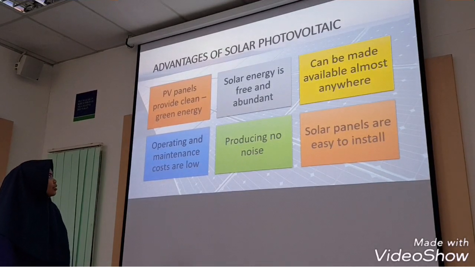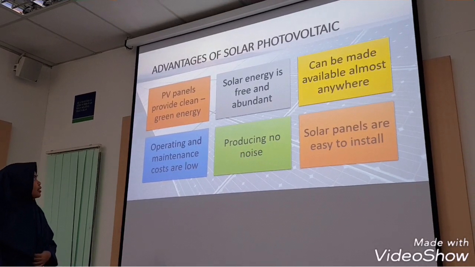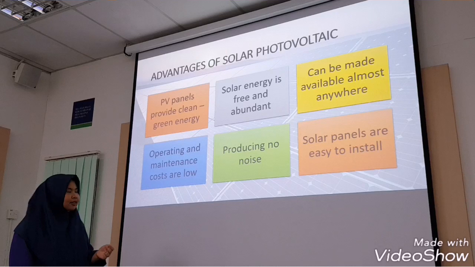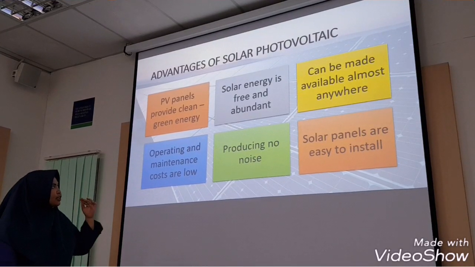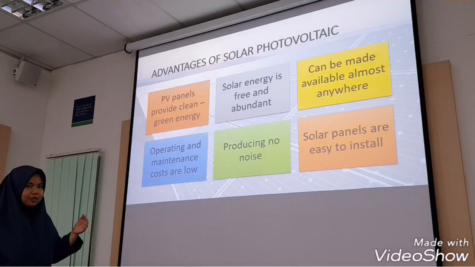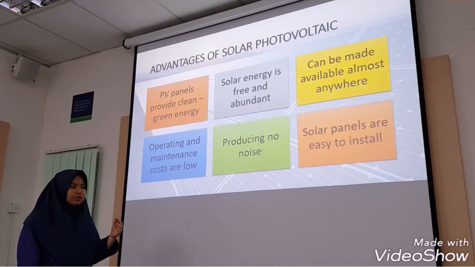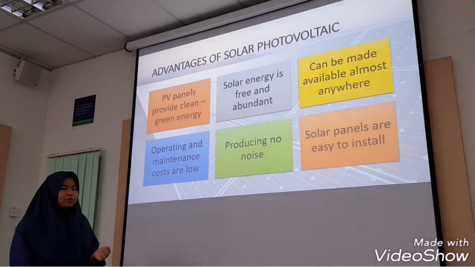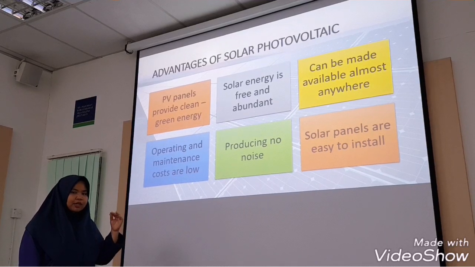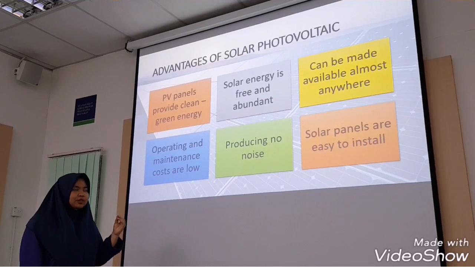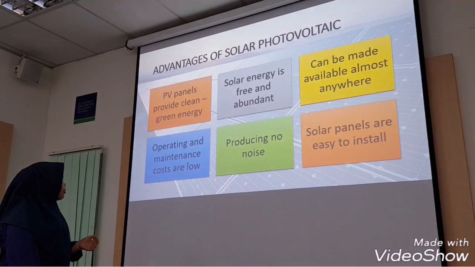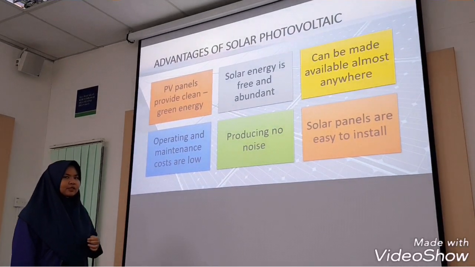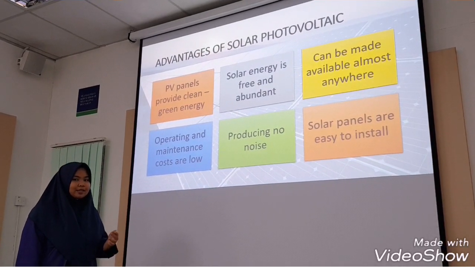Okay, next is the advantages of solar photovoltaic. The first is it provides clean and green energy because it generates from sunlight. Next, the energy is free and abundant because we can get sunlight every year, and it can also be made available almost everywhere as long as there is the required sunlight intensity. And next, operating and maintenance costs are low because they have no mechanical moving parts.